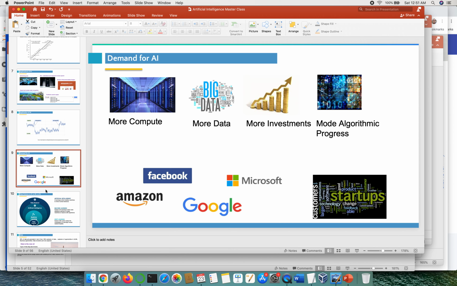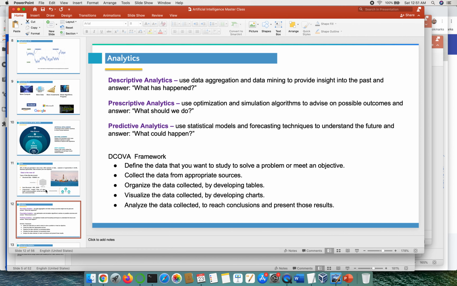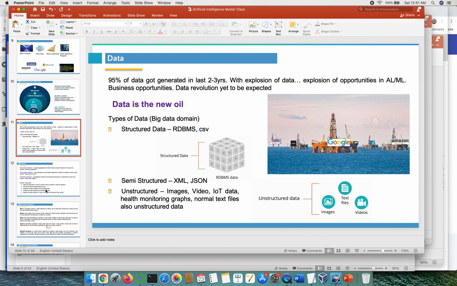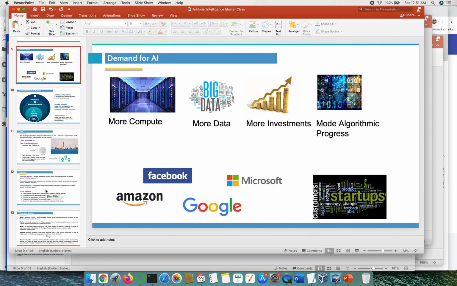There is also huge data available. Again, another important aspect of AI: it works with data, not with anything else. It is a data hungry system. Now you have data for 1 year, 2 years, 5, 10, 20, 30, 40 years of data is available, so that we can bring some sense out of that data. There are more investments, and there is more algorithmic progress we see. That is one of the reasons that we are seeing a lot of demand for AI these days. So my focus was just to make you understand the basic overview of AI.